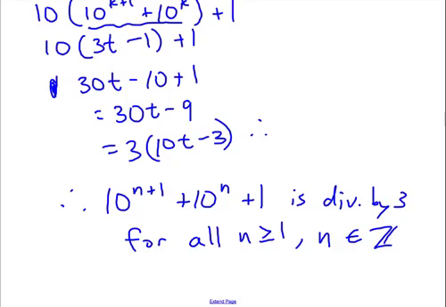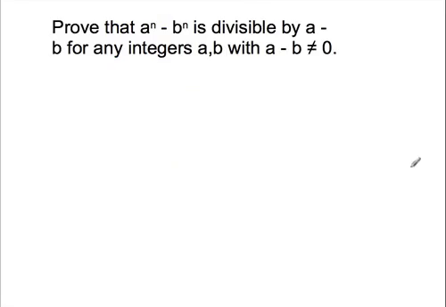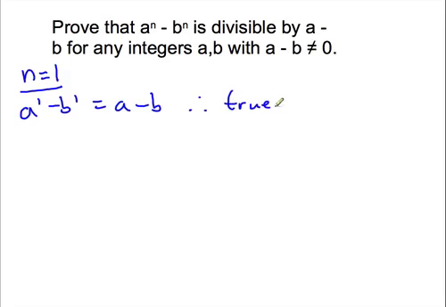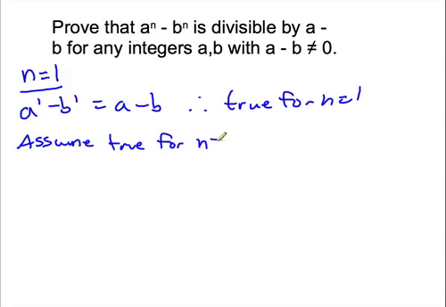Okay, let's take a look at one more of these divisibility examples. N equals 1, so let's show that's true for n equals 1. So we have a to the power of 1 minus b to the power of 1. That does equal a minus b, which is obviously divisible by a minus b. So therefore it's true for n equals 1. Then we're going to assume it's true for n equals k, which is some integer greater than or equal to 1.